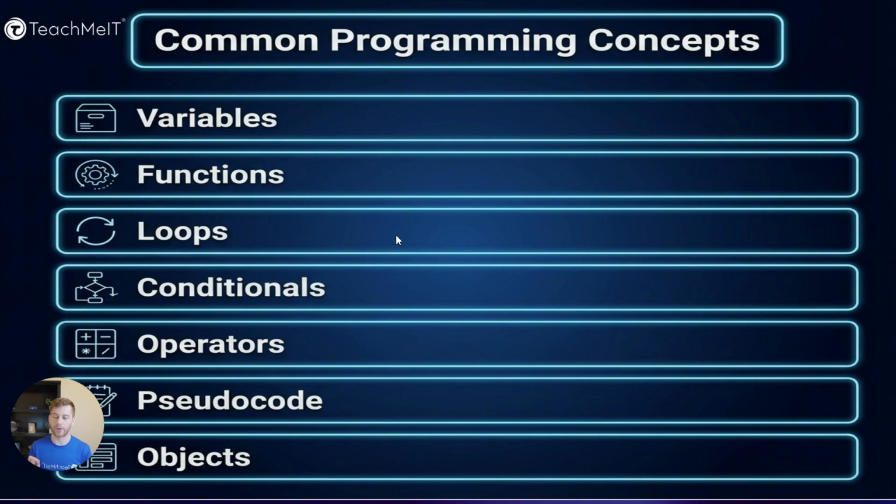Let's cover the different programming concepts that we're going to be going through in this video. First, we're going to talk about variables. Then we're going to talk about functions and loops. From there, we're going to talk about conditions or conditional statements. We'll be talking about operators, pseudocode, and finally, we'll be ending off with objects.